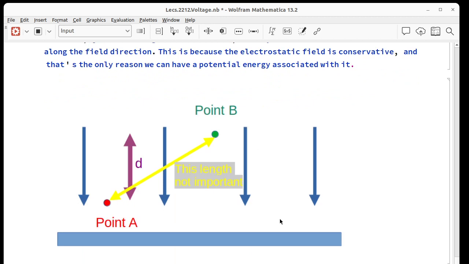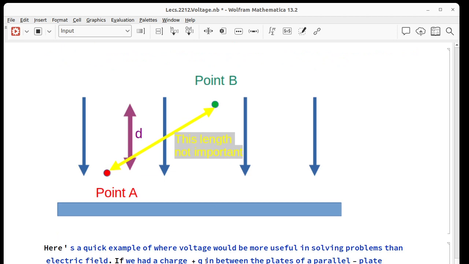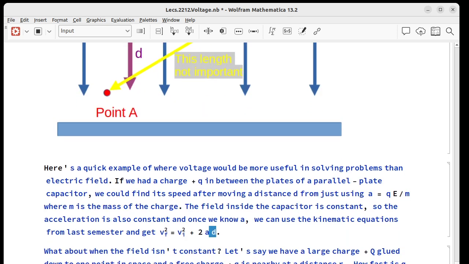Now, where could we use voltage and have it be more useful than field in solving problems? What if we're in this uniform field, say we're between the plates of a parallel plate capacitor? We could find the speed of a charge after we let it go, after it moves a distance d, just by using a = QE over m, where Q is the charge's charge and m is its mass. The field inside the capacitor is constant, so the acceleration is also constant. Once we know a, we can just use the kinematic equations to get the velocity after some particular distance.